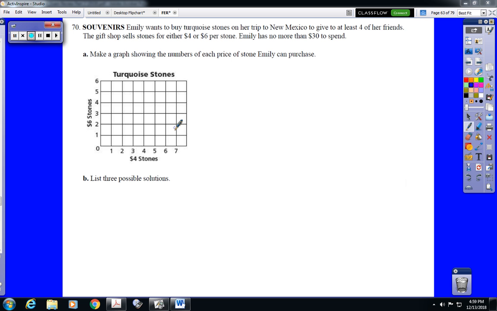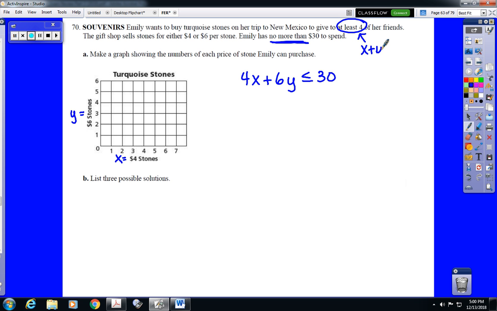So notice that the X is your $4 stones and the Y is your $6 stones. Now we have 2 inequalities to graph here. We have a cost inequality, which says $4 for each X stone and $6 for each Y stone can be no more than $30. So there's your first inequality. The second inequality has to deal with this. She wants to buy for at least 4. So the number of stones she buys, X plus Y, has to be greater than or equal to 4.